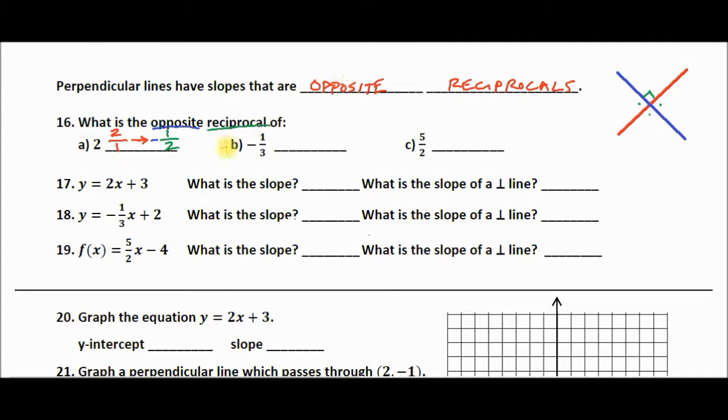Alright, let's follow that along. In fact, right now you should pause the video, do B and C on your own, and then play the video and take a look at the answers.